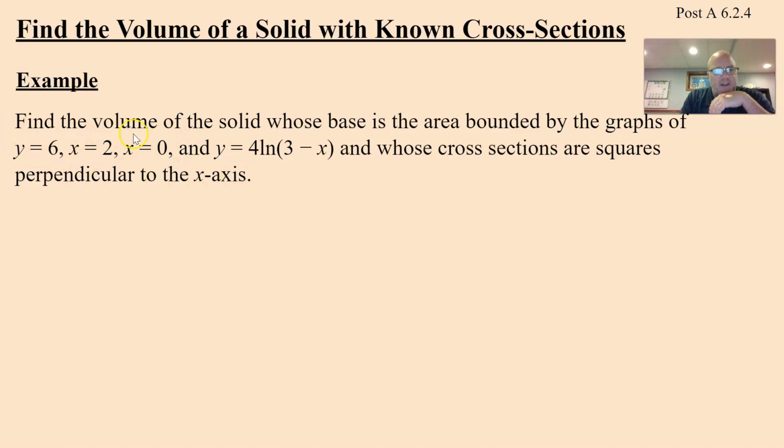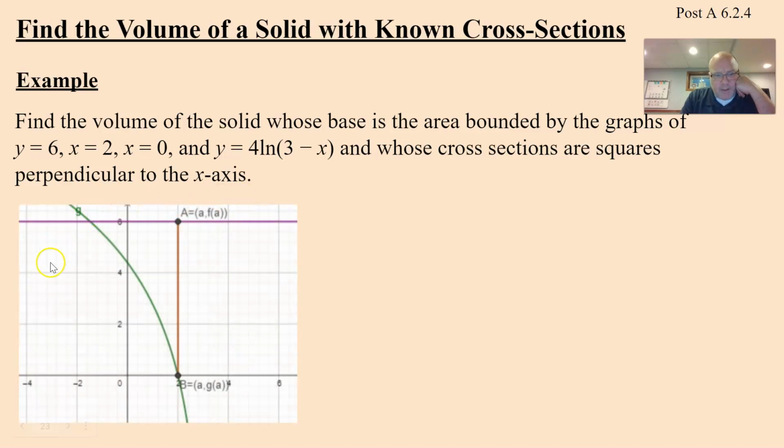of what's happening here. Find the volume of the solid whose base is the area bounded by the graphs of y equals 6, x equals 2, x equals 0, y equals 4 times the natural log of 3 minus x, and whose cross sections are squares perpendicular to the x-axis. A little bit hard to visualize when it's in words like this. So let's start by making a two-dimensional graph of these functions.